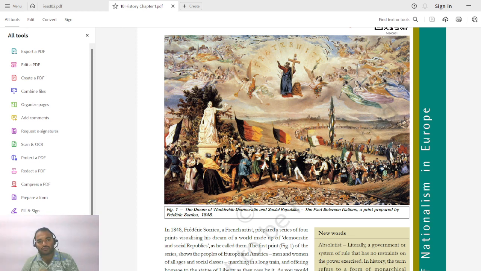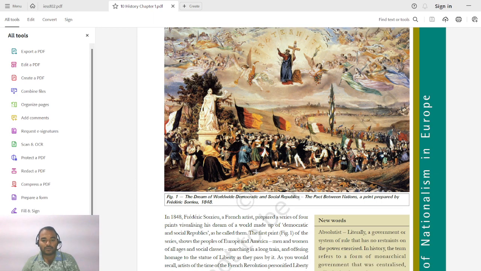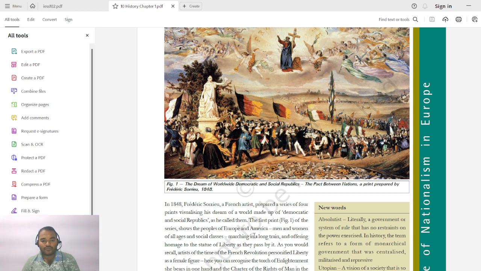So this was the painting prepared by Frederic Sorrieu, and let us see what the thoughts of Frederic Sorrieu were behind preparing this painting. The first print, that is figure 1, which is shown over here, shows the people of Europe and America, men and women of all ages and social classes. So in this picture, he has shown people of Europe and America, including both men and women of different ages and of different social classes.